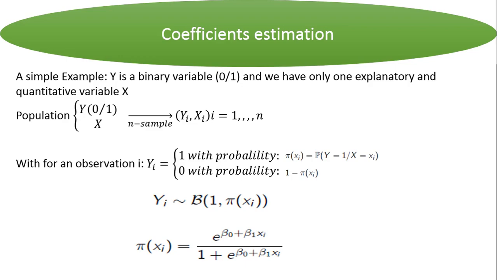We have for each observation i, the variable yi is equal to 1 with the probability p of x, equal to the probability that y takes the value 1 knowing that x takes the value xi, and 0 with the complementary probability. So defined as so, y follows the Bernoulli law with parameter 1 and the probability p, where the probability is given by the logistic function.